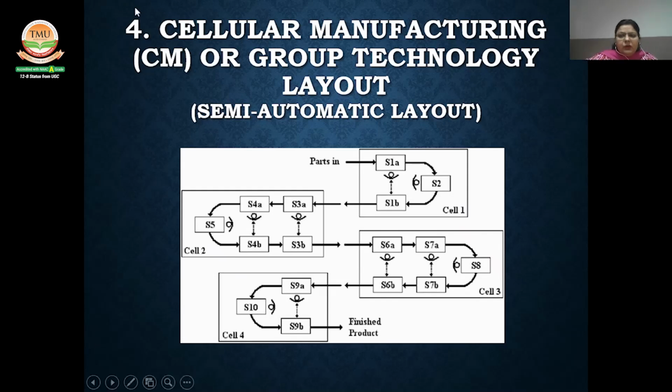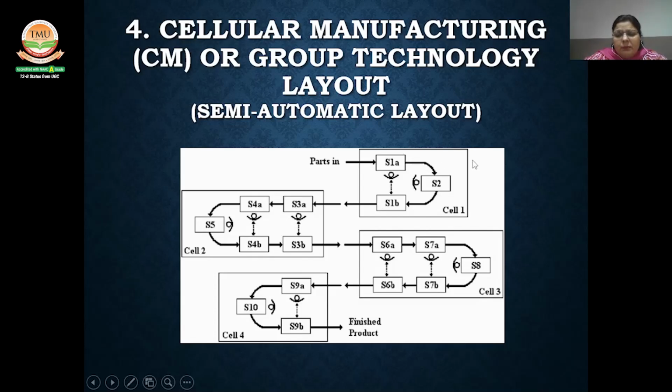Next is cellular manufacturing layout or group technology layout. In this layout, the work will go in a combination, or we can say in different cells. Okay, it is called a semi-automatic layout. Here workers are also required with the different machines. Okay, the first cell you can see in this diagram, and there is a second cell, a third cell, and there is a cell number 4. So first of all, the work will start in cell 1.